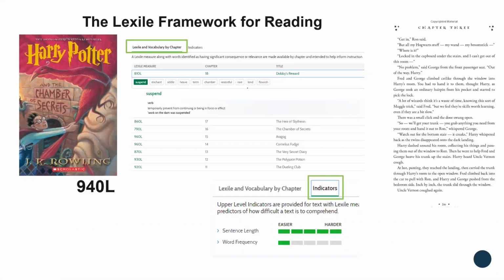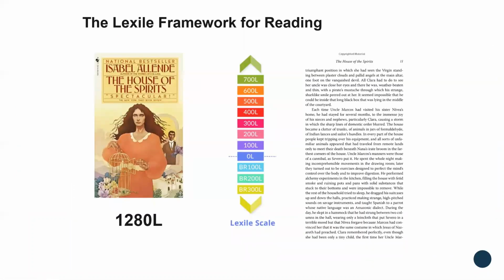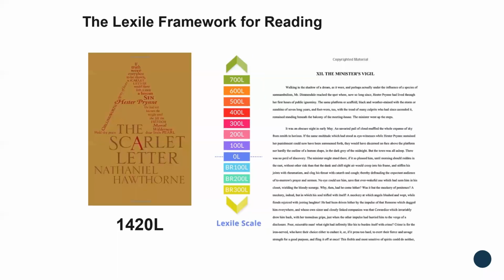Behind the scenes, again, just doing a quick check of find a book, looking up text, clicking on that book, going behind the scenes to find if it's Lexile and vocabulary by chapter or what the indicators are, be it sentence length or word frequency. So we'll walk on up into the little higher areas of our scale. Here we have text at a 1280L, and you can look to the right and see what that text looks like. Obviously, that's not my summertime reading, and The Scarlet Letter would not be either at a 1420L.